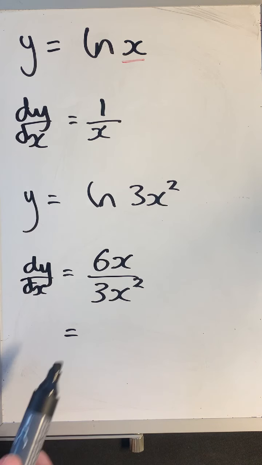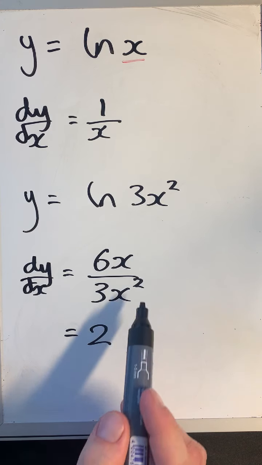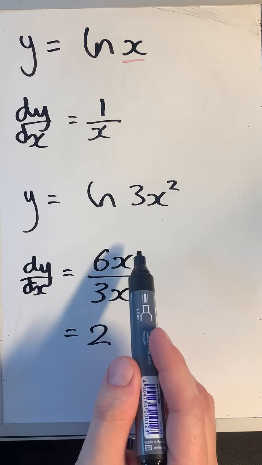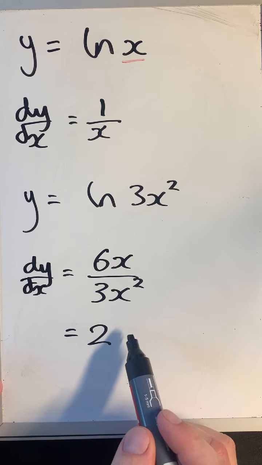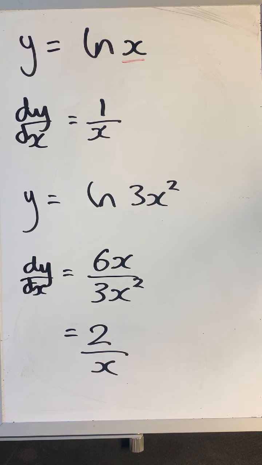Things will start to cancel. So 3 goes into 6 twice. And we've got an x on the top and x squared on the bottom, so we can cancel one of the x's on the top with one of the x's on the bottom. So what we're left with then is just 1x on the bottom. So x goes into the top once and into the bottom once as well. So we've got the first derivative of ln 3x squared as 2 over x.